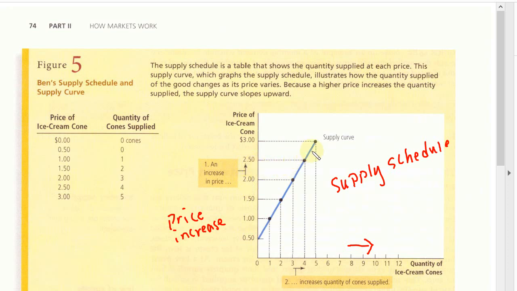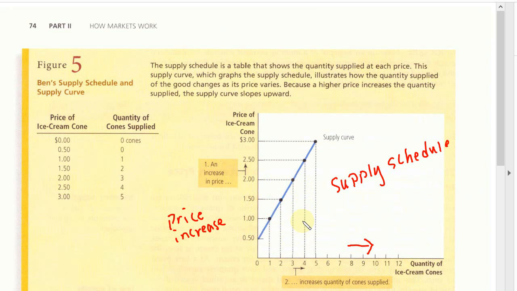If you see this schedule, you can easily see that supply increases when price increases. Here the price goes from 0.5, 1, 1.5, 2, 2.5. As the price goes up, the quantity supplied also goes up, from 0.5 to 2, then 2 to 4, like this.